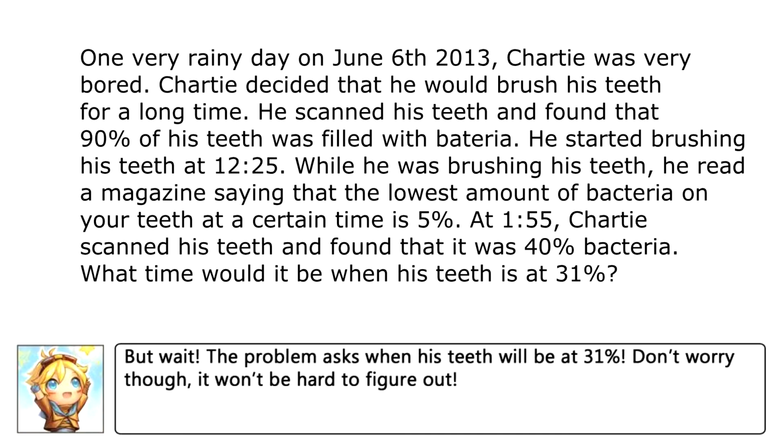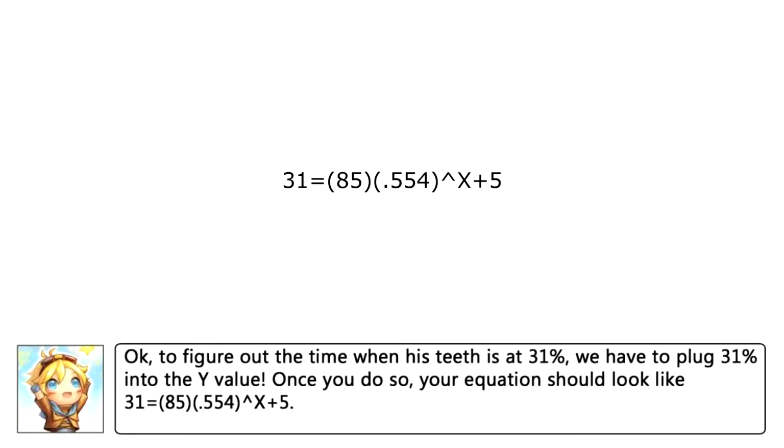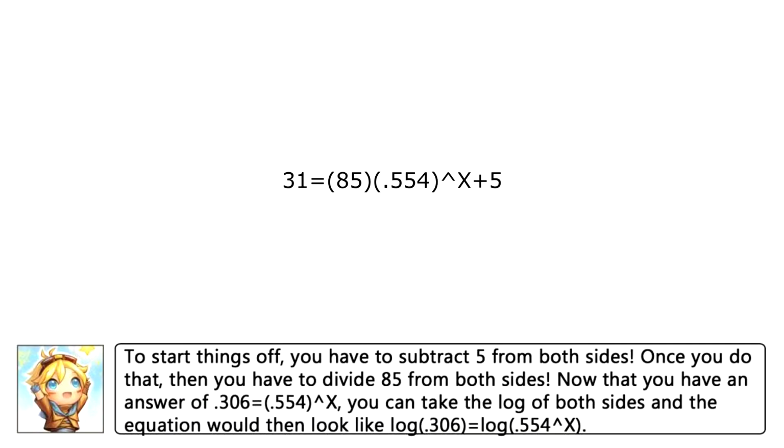Don't worry though, it won't be hard to figure out. Okay, to figure out the time when his teeth is at 31%, we have to plug 31 into the y value. Once you do so, your equation should look like 31 equals 85 times 0.554 to the x power plus 5. To start things off, you have to subtract 5 from both sides. Once you do that, then you have to divide 85 from both sides.